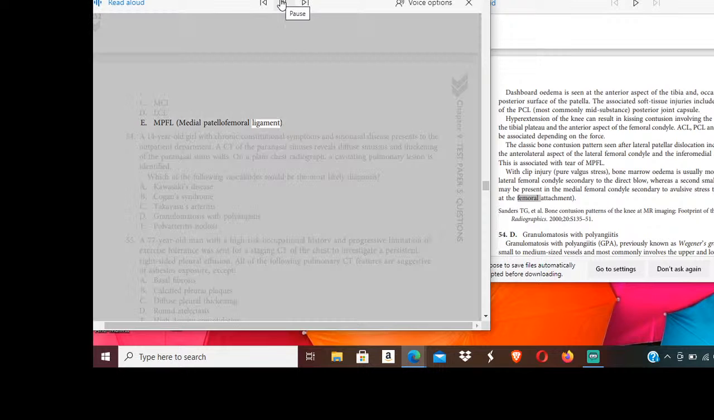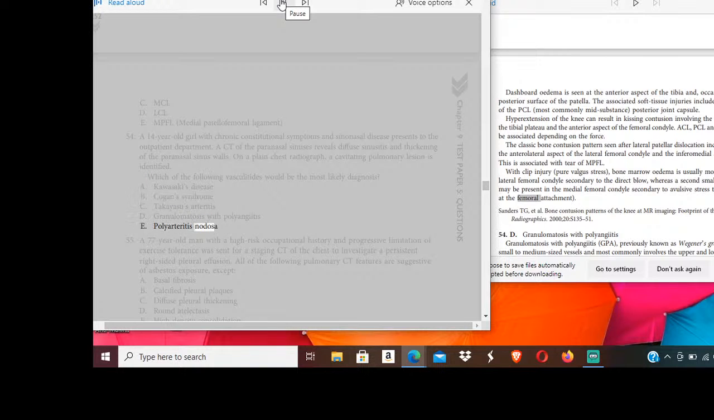54. A 14-year-old girl with chronic constitutional symptoms and sinonasal disease presents to the outpatient department. A CT of the paranasal sinuses reveals diffuse sinusitis and thickening of the paranasal sinus walls. On a plain chest radiograph, a cavitating pulmonary lesion is identified. Which of the following vasculitides would be the most likely diagnosis? A. Kawasaki's disease. B. Cogan syndrome. C. Takayasu arteritis. D. Granulomatosis with polyangiitis.